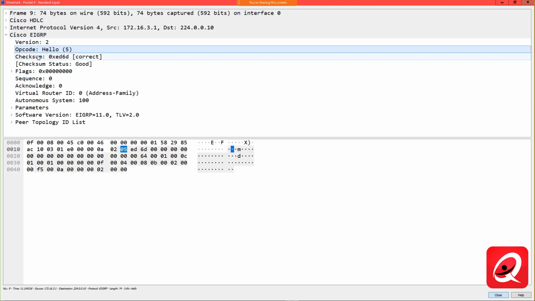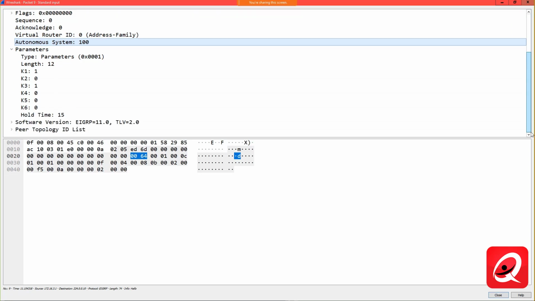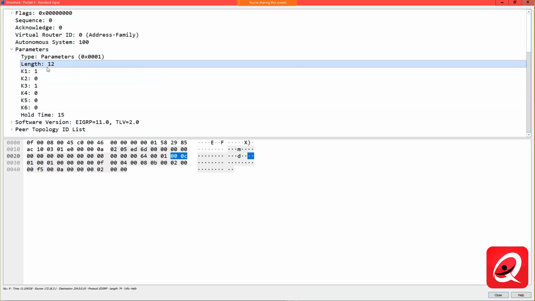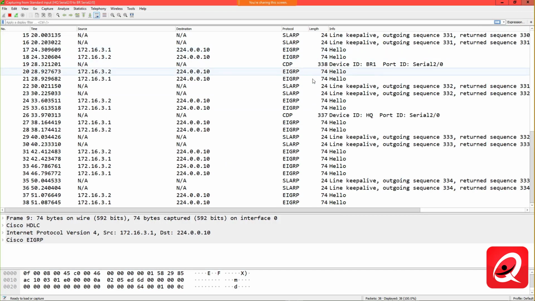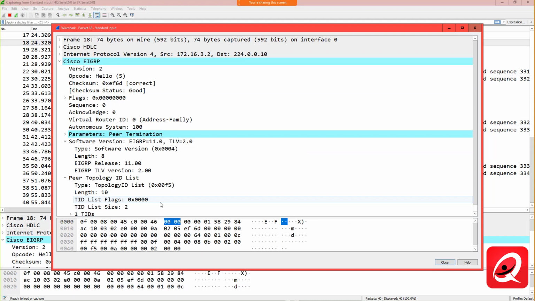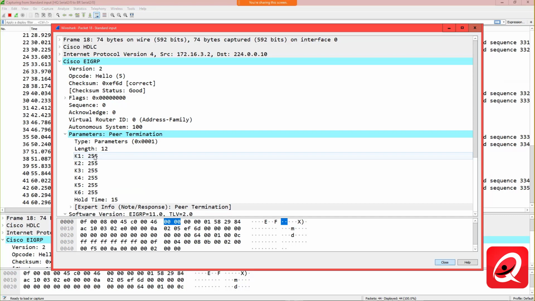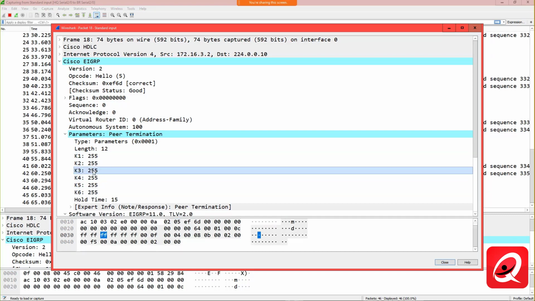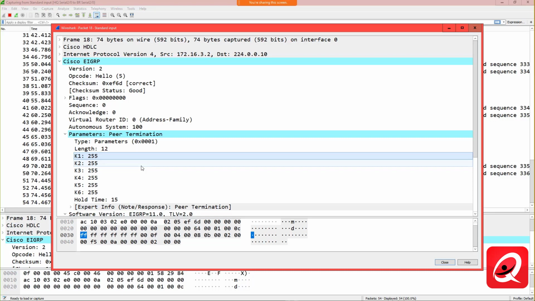So we can see from our hello message here, we have autonomous system number, and then under the parameters section is where we see all of our K values. So this is what I received from my peer router. K1 and K3 are turned on, and of course if I looked at what I was sending to the peer, I would see the opposite. Well, not the opposite, but K1 would not be active. All right. Go back to our parameters. And that's interesting. I would not have expected to see that. That is really interesting. All 255s.